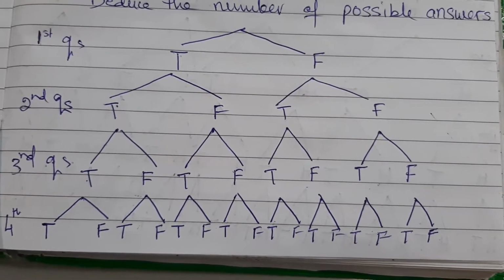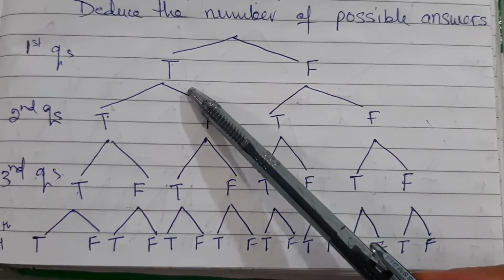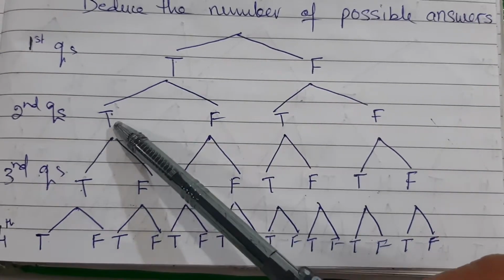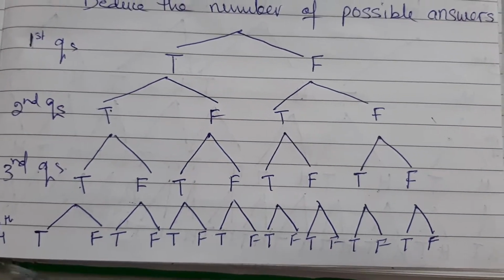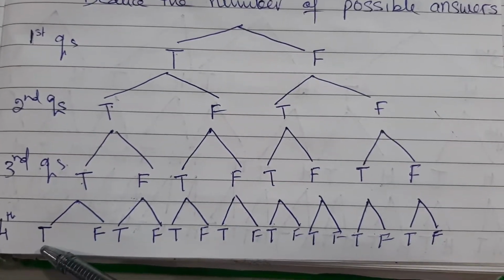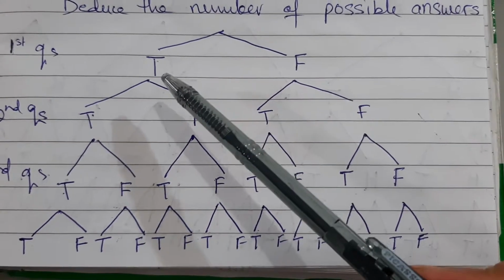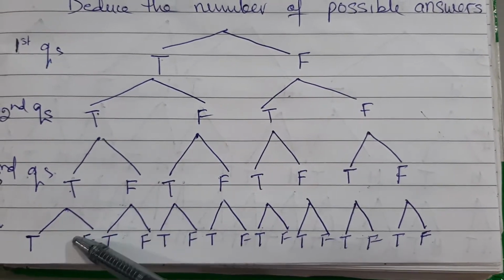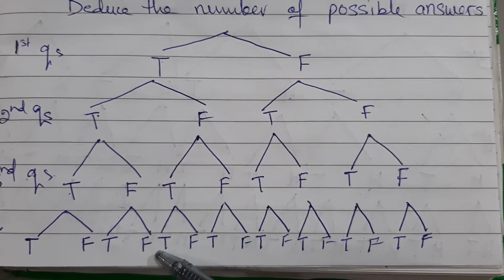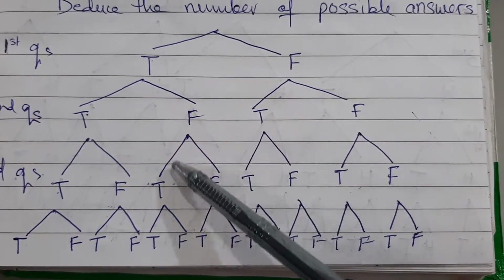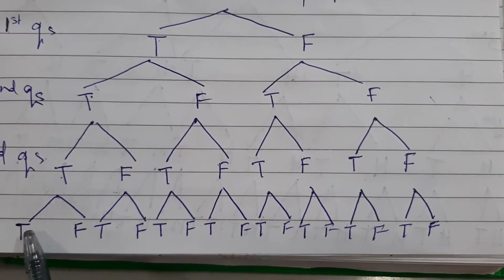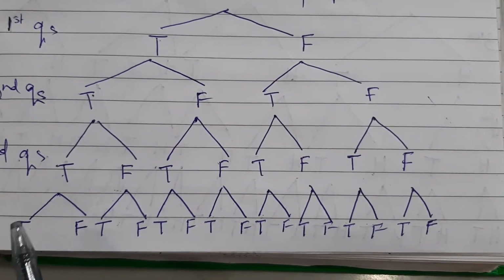So if I see, or you see, the possible ways to answer this question is maybe from first true, second true, third true, fourth true. So one way to answer the question is true, true, true, true. Or maybe another way, true, true, true, false. Or true, false, true, true. So how many ways are there? If I see the end of this, it will give me a better idea.